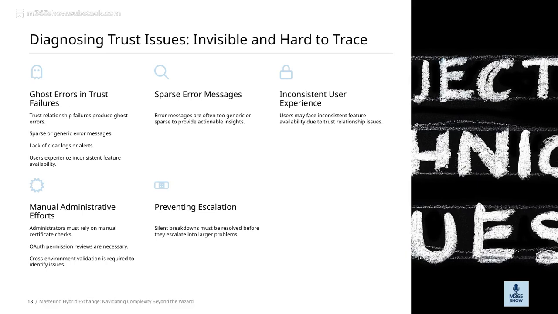Another challenge is that error messages related to trust failures are often too generic or sparse. They don't give us enough information to quickly identify and resolve issues. Sometimes, trust relationship failures produce ghost errors that appear without clear logs or alerts, making troubleshooting even more difficult. All of these factors highlight why it's so crucial to understand and manage trust relationships carefully, especially in complex hybrid exchange environments. Addressing these silent issues early helps maintain a smooth, secure, and reliable user experience across the board.